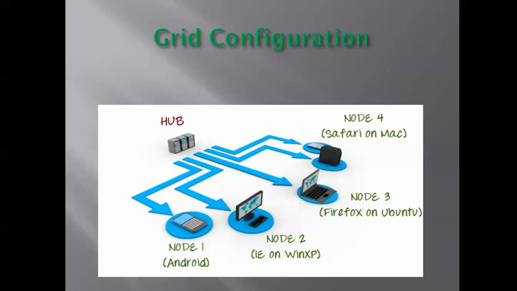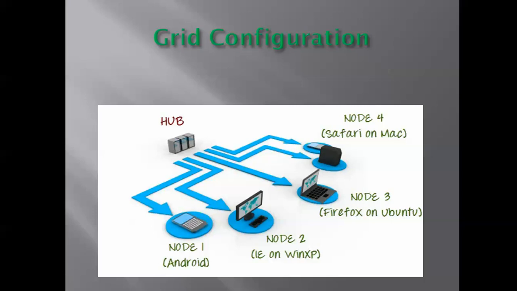So when I register all these nodes to my hub, my hub now knows which machine contains which browsers. Once I run a test on the hub, it will see what browsers or capabilities I need for this particular test. For example, if my test demands to be executed on Chrome, my hub will search all the nodes, and let's say it finds Chrome on node number 2, it will direct my test onto node 2.